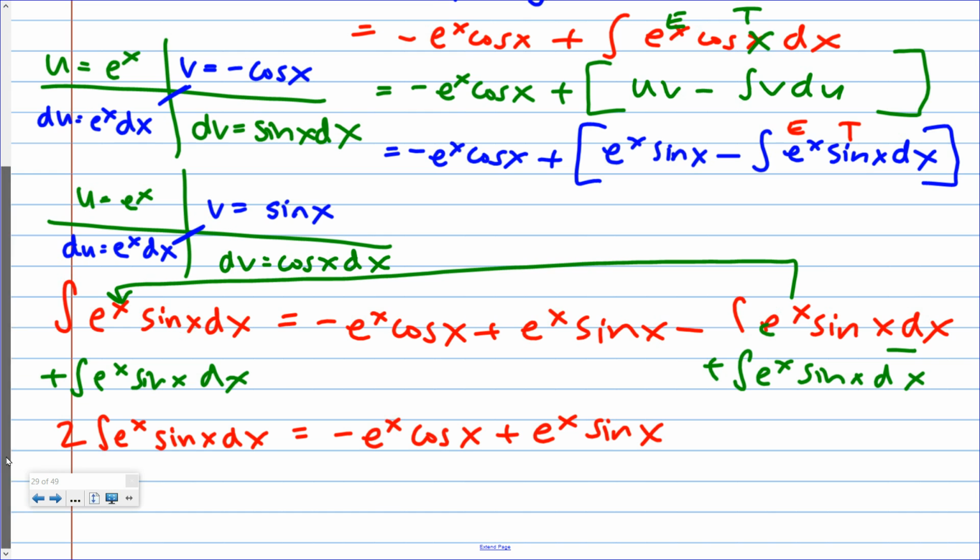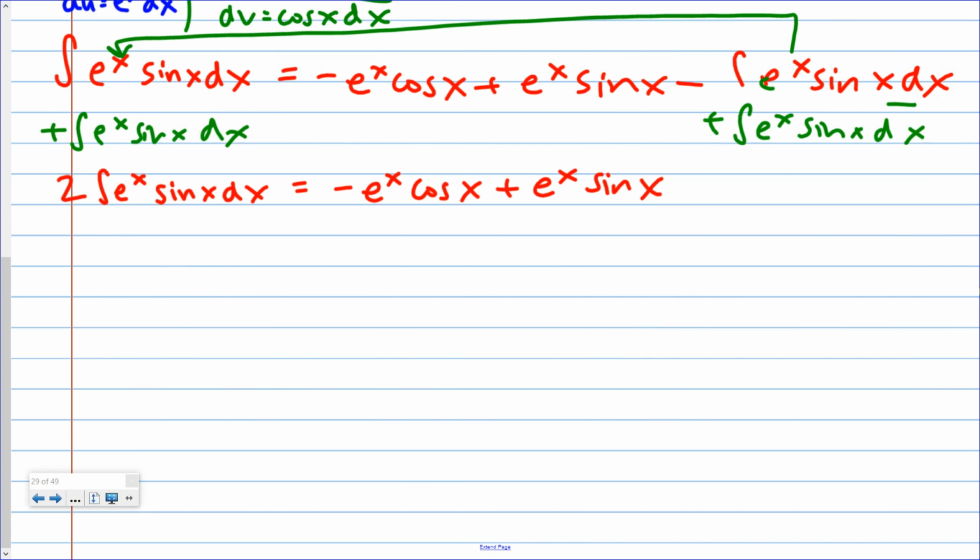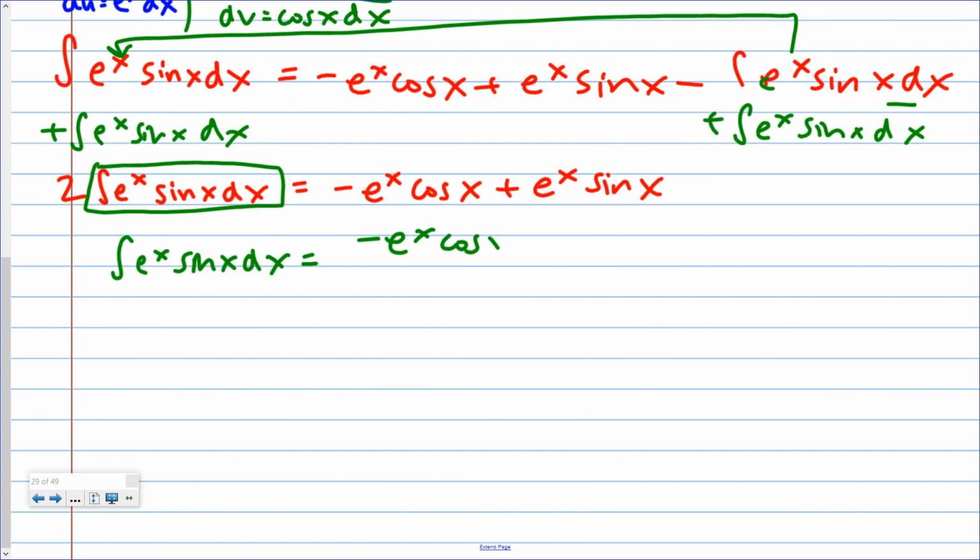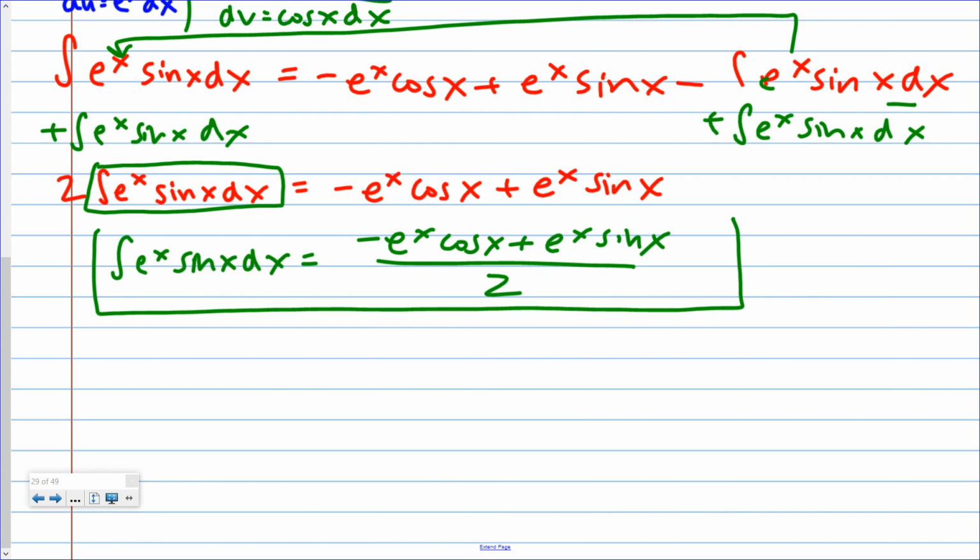All right? Remember, don't lose sight of your goal. What was my goal? To solve for the integral of e^x sin x dx. Can I solve for it? You can. The integral of e^x sin x dx is equal to negative e^x cos x plus e^x sin x, all divided by 2, and that is your answer. Oh, don't forget, what did I forget? Don't forget plus C. Okay, and that is your answer.